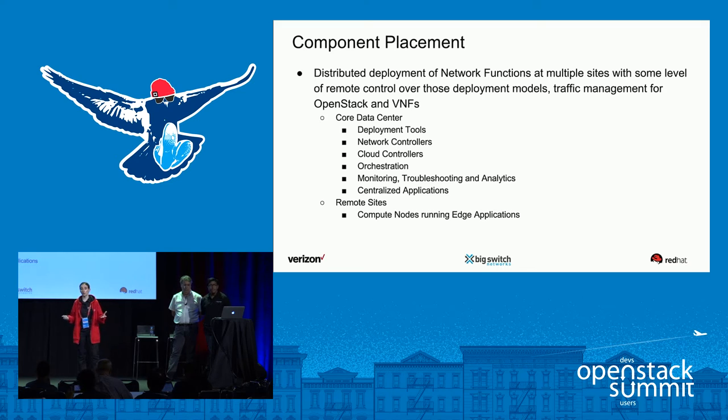Which components go where, right? You have your core data center, and like I said, that's where you put the majority of the brain of the operation. So you have OpenStack controllers, probably the bulk of some of your storage, and some of the storage will also go in the remote sides. You will have your network controllers, so how you control the network both in the data center and across the WAN and at the remote side. So most of the control is centered as well.